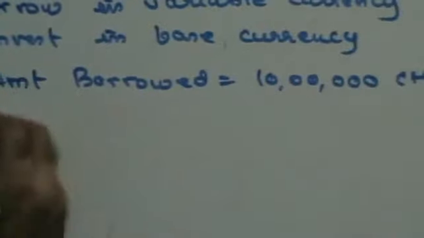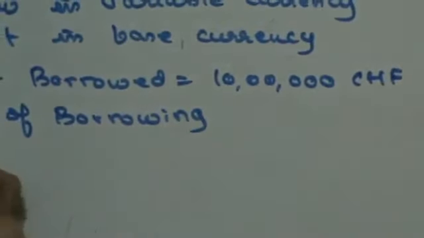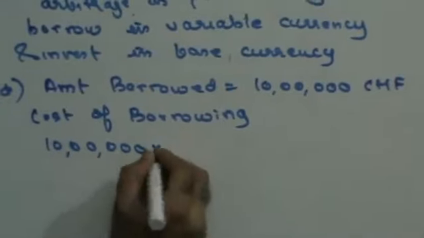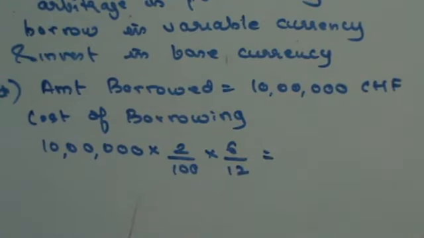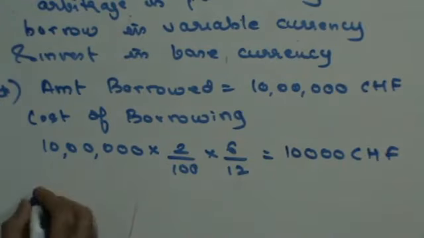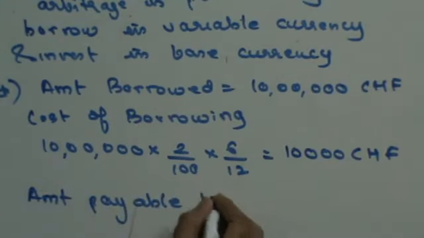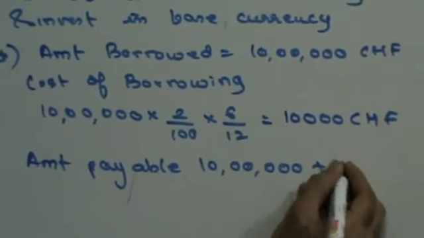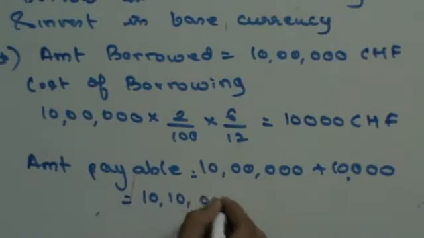So in that case, what will be my cost of borrowing? It is 1 million into 2% into 6 by 12. Someone help me calculate that? 10,000 Swiss francs. So the amount payable at the end of 6 months: I borrowed 1 million Swiss francs plus 10,000 Swiss francs I have to pay as interest. So this is going to be 1,010,000.